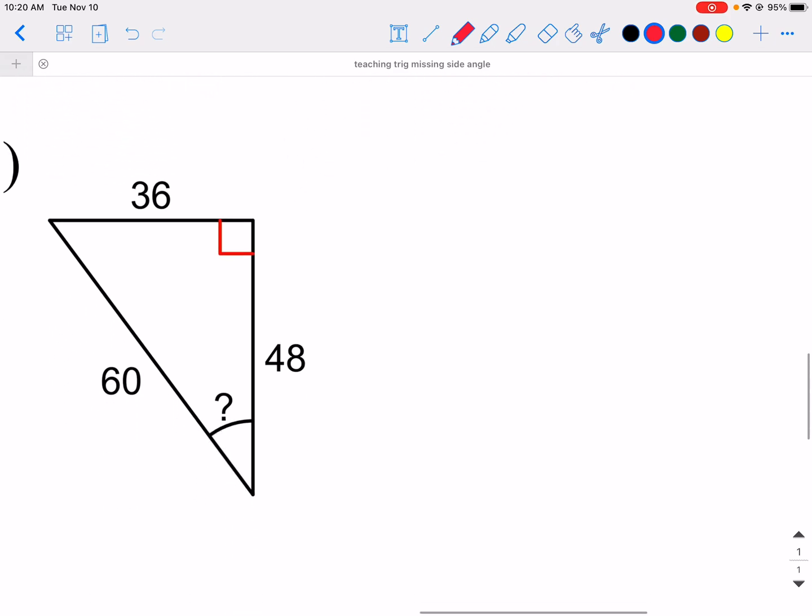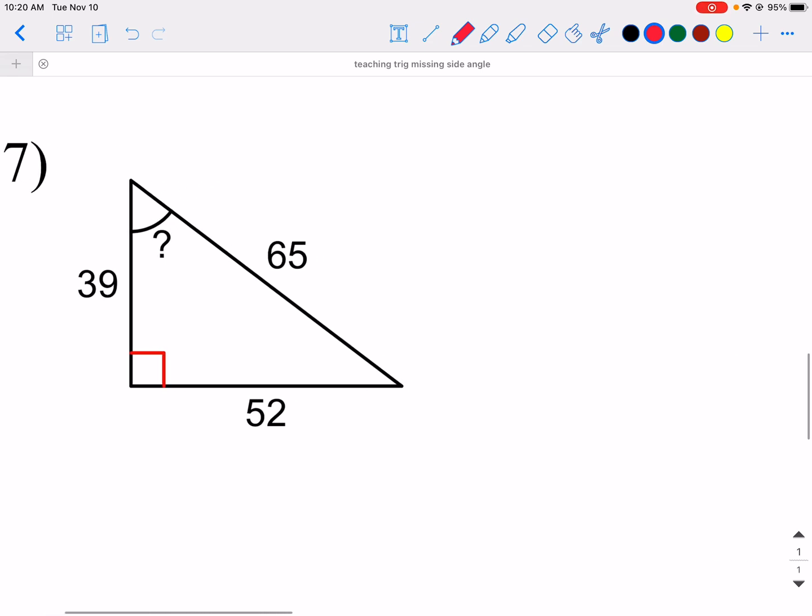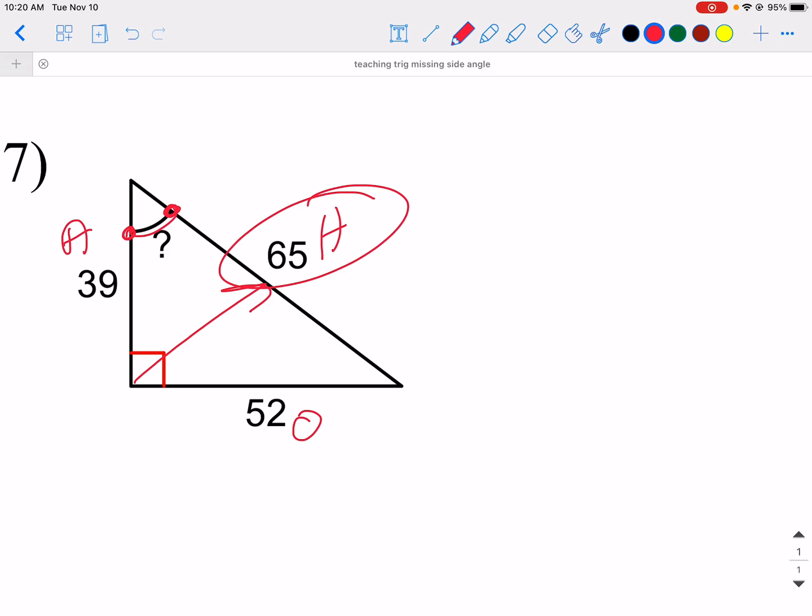So I want to go show you 2 more now. I don't want you to get confused when you see these kinds because they're really not hard. Let's start by identifying my H, what always touches my angle, my H and my A. So this makes my O. So now I need to identify a trig function. H gives me a value, A gives me a value, and O gives me a value.